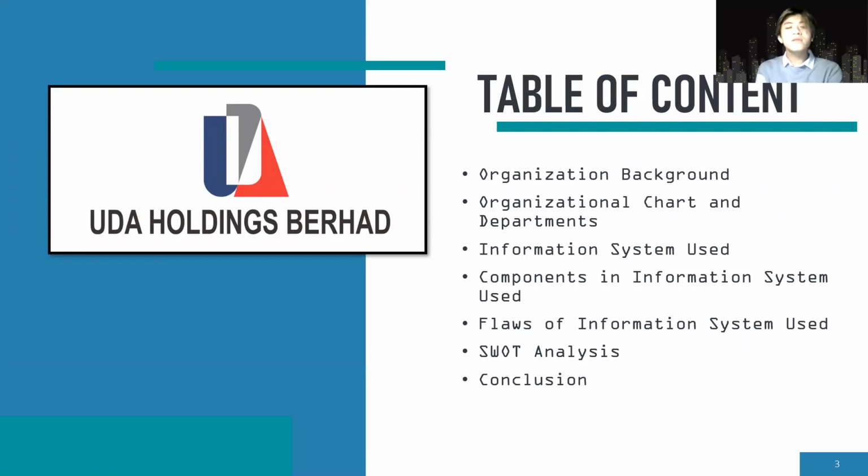So what are the things that are going to be discussed in this video presentation is actually about the organization background, the organizational chart and departments, information system being used by the company of UDA Holdings Berhad, and also the components in the information system being used by this particular company, and also the flaws of this information system being used, and the SWOT analysis. And lastly, we will be concluding the information system being used by UDA Holdings Berhad.